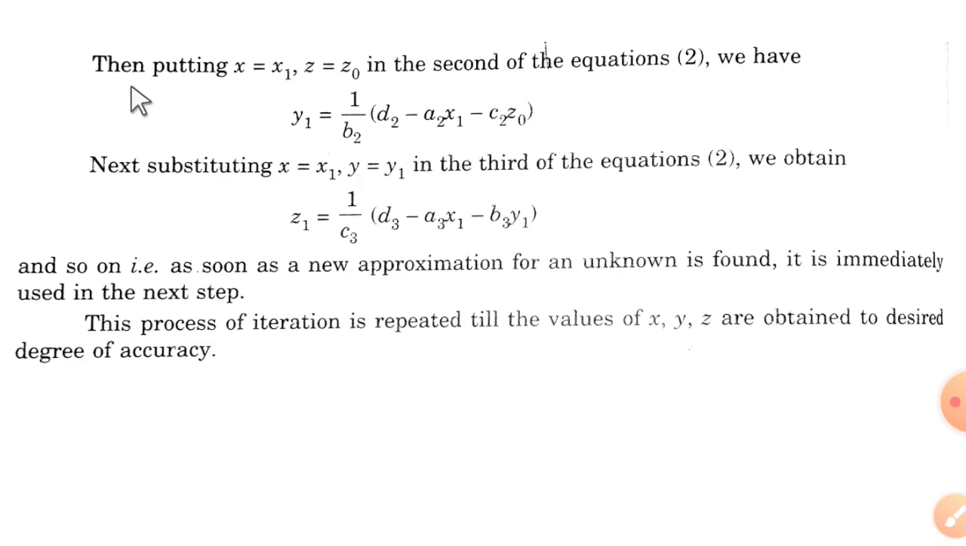Again, in the next equation, you are putting x equal to x1 and z equal to z0. Thus, you get y1 equal to 1 by b2 into d2 minus a2x1 minus a2z0. In the next equation, you are substituting x equal to x1 and y equal to y1 in the third set of equations. So, you get z1 equal to 1 by c3 into d3 minus a3x1 minus b3y1 and so on. You will repeat this iteration until two nearby iteration values become the same.